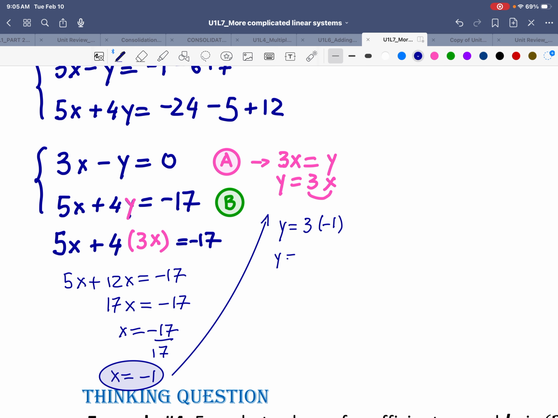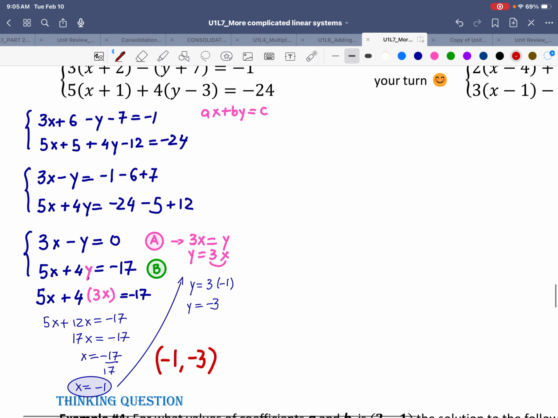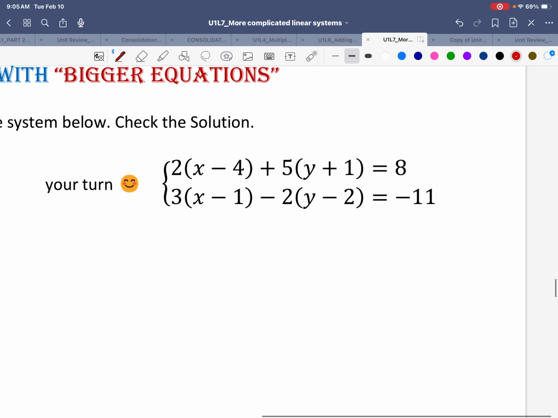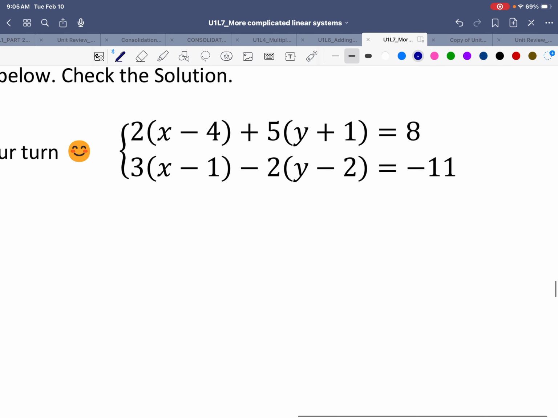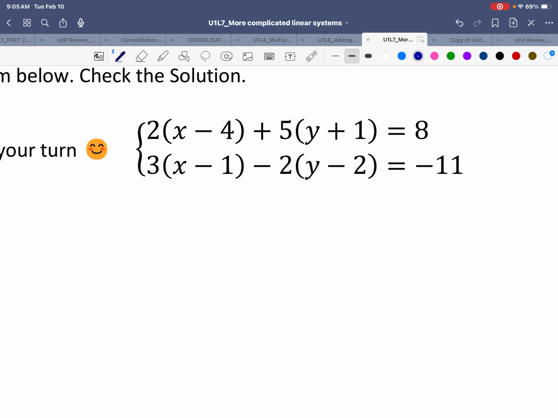That makes y equal to -3. So the solution to this system will be x equals -1 and y equals -3. So I encourage you to try this on your own. I'm going to continue solving it so you can follow. But I know that you can do this on your own, and it's more fun when you do this on your own. So we're going to start off by expanding and simplifying.